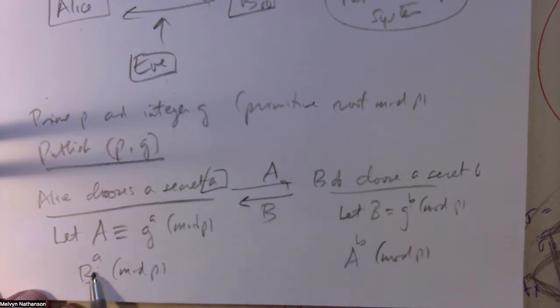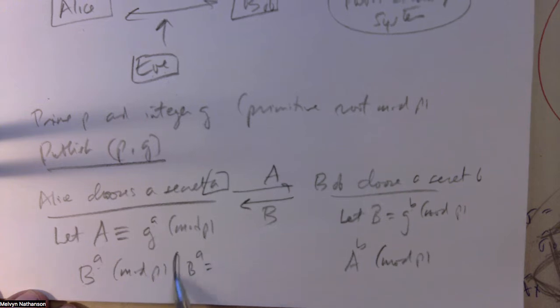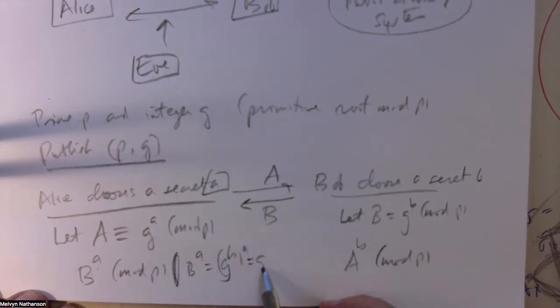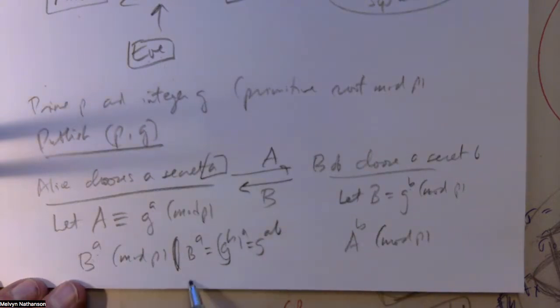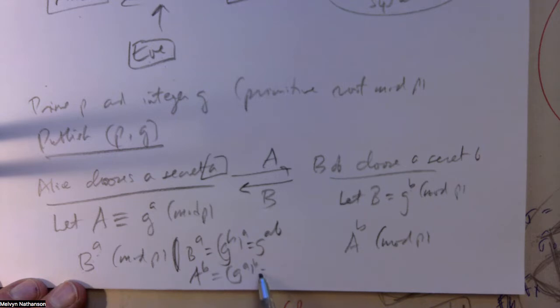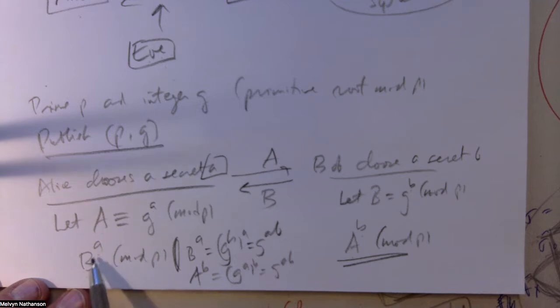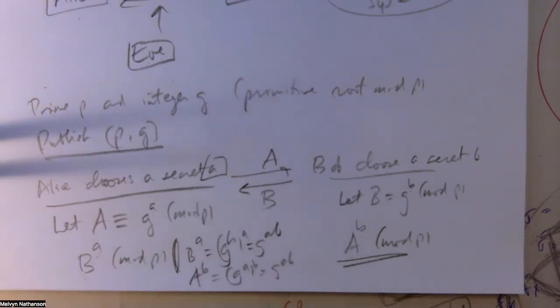And what do we know about B to the a and A to the b? B to the a is G to the b to the a, is G to the ab. And A to the little b is G to the a to the little b, which is G to the ab. So capital A to the lowercase b and capital B to the lowercase a, they're equal. So Alice and Bob have both acquired a number that they share.